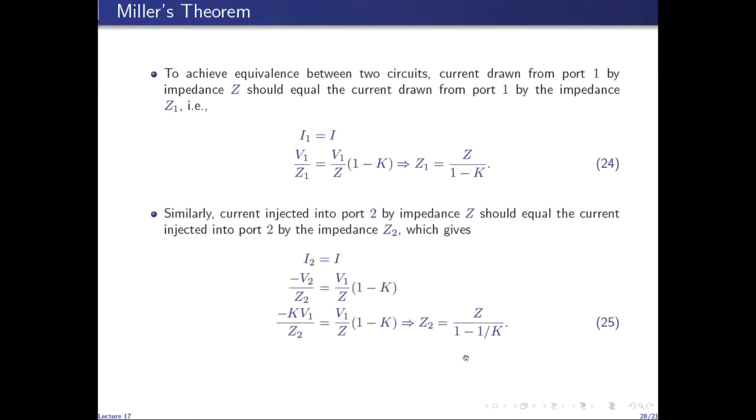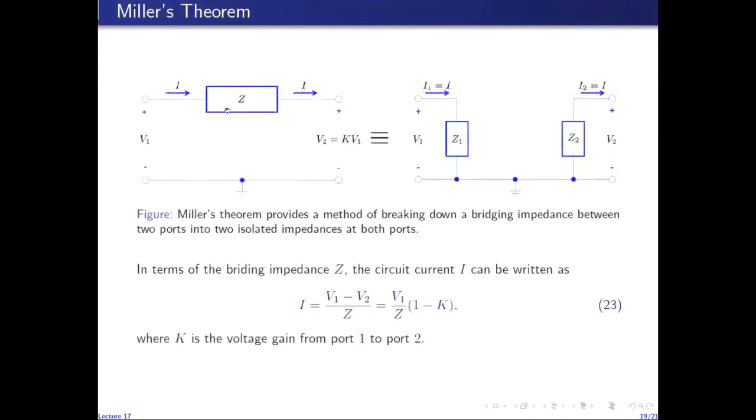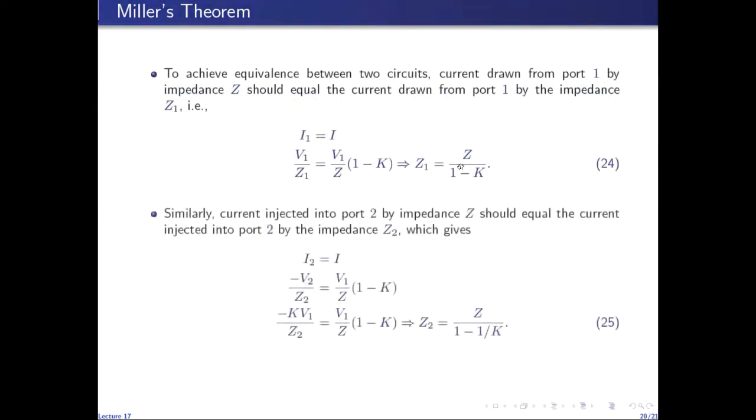So Miller's theorem actually provides us with a method of decomposing this impedance between two ports into two isolated impedances, Z1 and Z2, which are given in terms of the bridging impedance and the gain of the circuit by these two expressions.